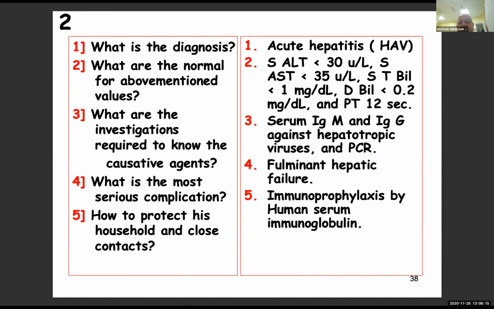Okay, how to protect? There is a vaccine given at the age of 1 year against hepatitis A. It can be given to anyone, even adults like us. It is a single dose. It will give, by the will of God, lifelong immunity. Okay.